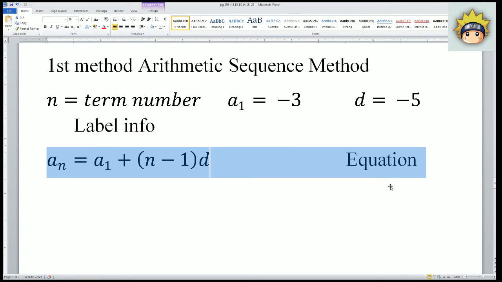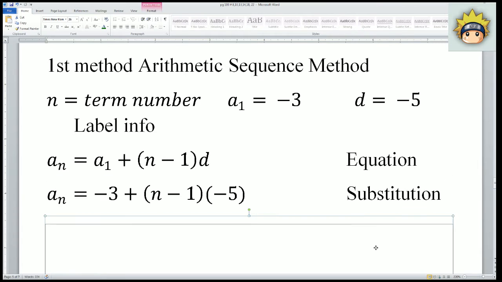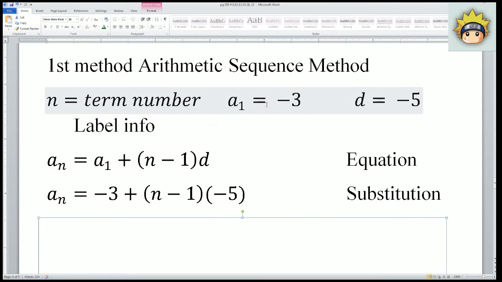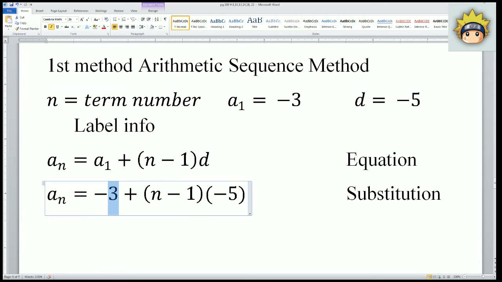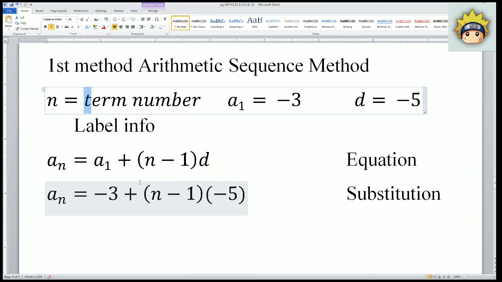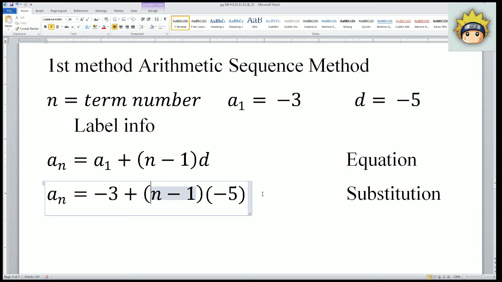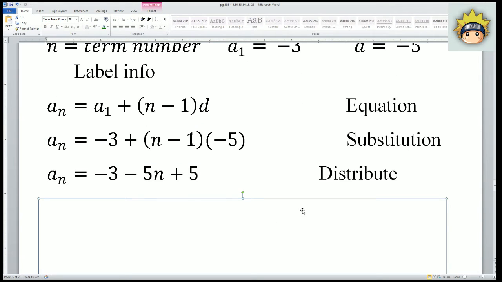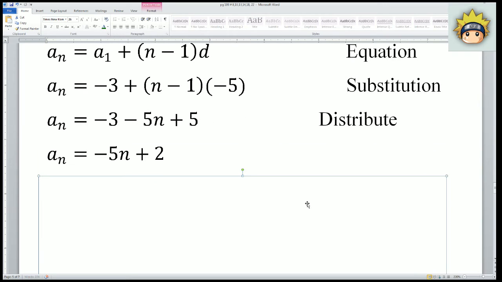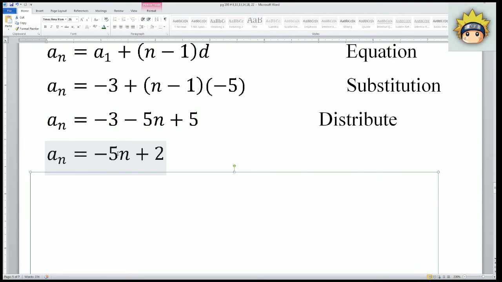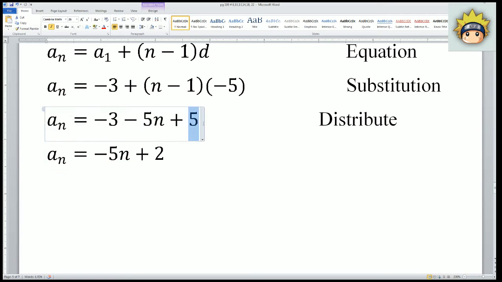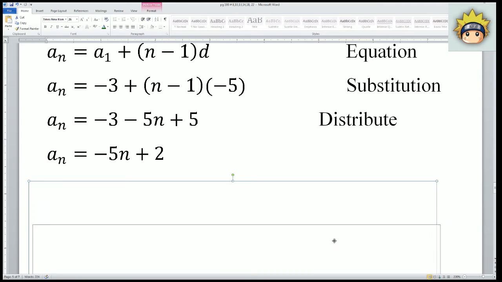Good. Here's the equation. This is given. You have to just memorize the equation to use this method. Make the substitution. Do you see a1 is -3? The n, I don't know, so I just leave it n. The common difference is -5, so I substitute -5 there. Distribute. -5 times n is -5n. -5 times -1 is +5. Combine like terms. -5n is right here. Then +5 minus 3 is 2. Here you go: a_n is equal to -5n plus 2.